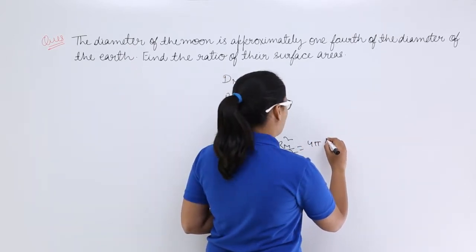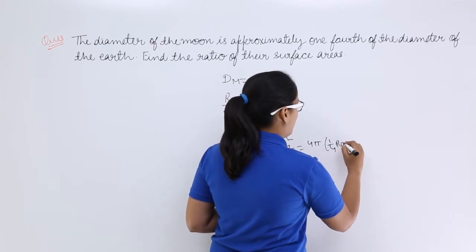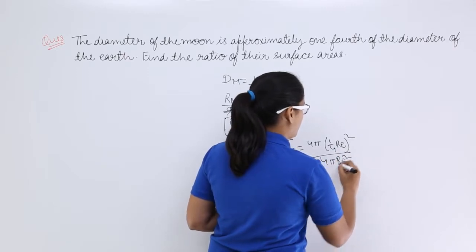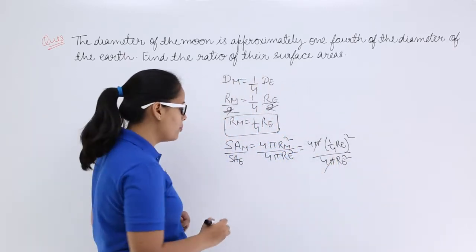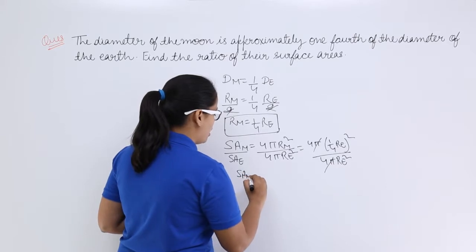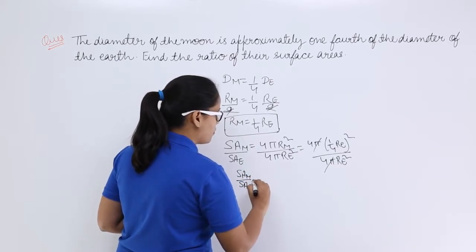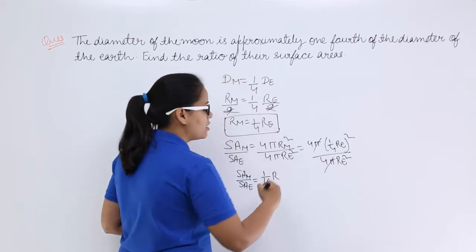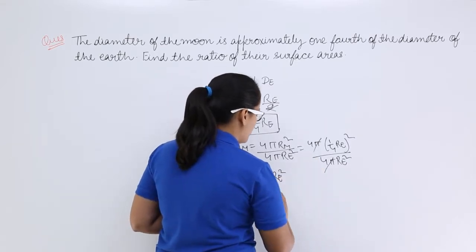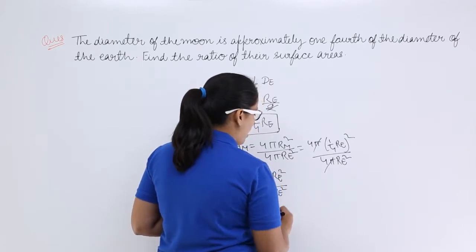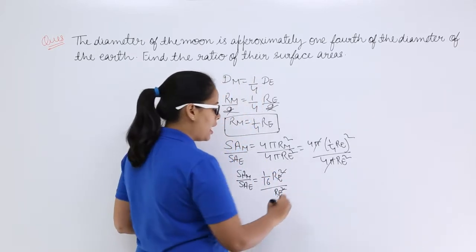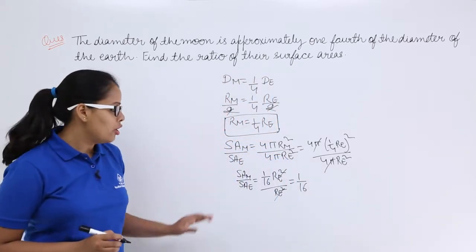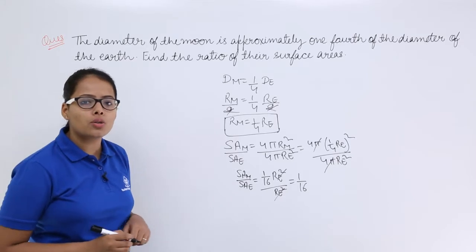4 pi times 1/4 of Re whole square, over 4 pi Re square. 4 pi will get cancelled out. Now their ratio will be 1/4 squared, which is 1/16, times Re square divided by Re square. Re square and Re square will get cancelled out and you will get the ratio as 1/16. So their ratio is coming out to be 1:16.